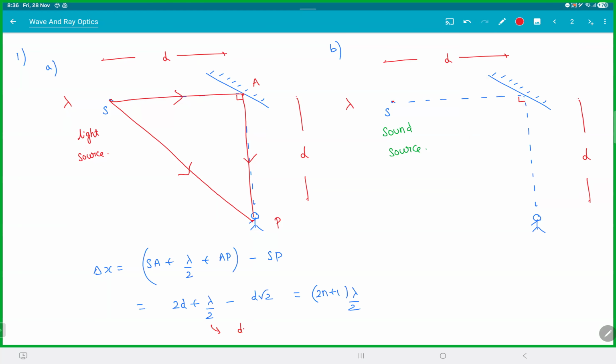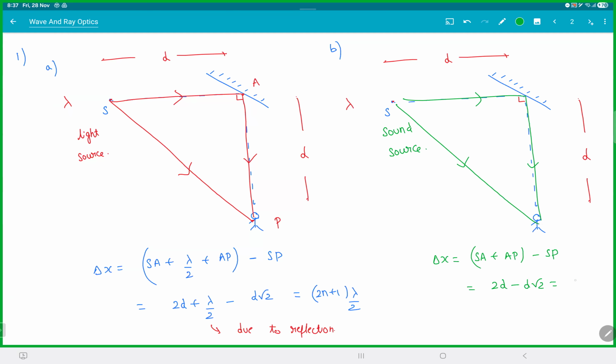So be careful. Whenever a light ray hits a mirror, it will always get an extra lambda by 2. Whereas in this case, the sound comes directly here. This will be SA plus AP minus SP. Clear with this? Easy one, but understand the difference between the mirror and a sound wave.